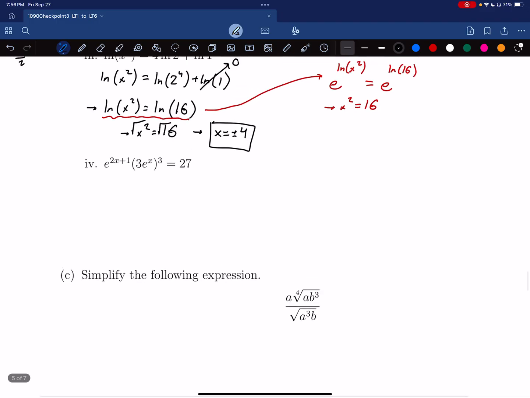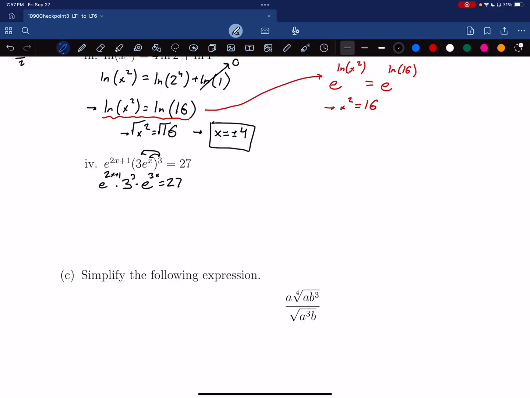This last part, part 4, wants us to also solve for x, and x is in a couple places here with a couple exponentials. So I'm thinking we should really try to simplify this left side down. So I'll write this as e to the 2x plus 1, and then distributing that cube, we will have 3 cubed times e to the 3x equal to 27.